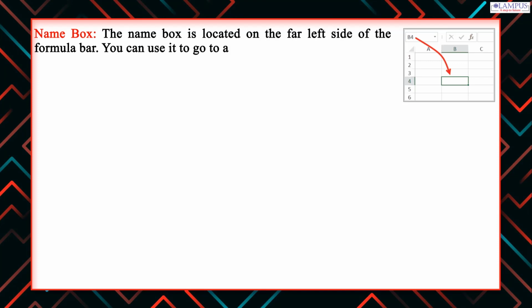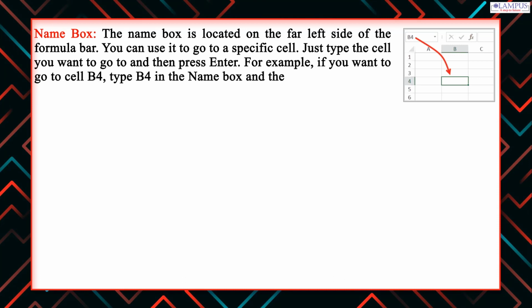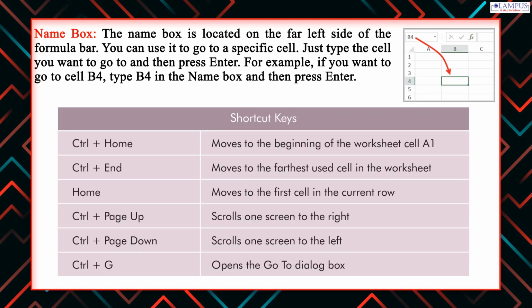Name box. The name box is located on the far left side of the formula bar. You can use it to go to a specific cell. Just type the cell you want to go to and then press enter. For example, if you want to go to cell B4, type B4 in the name box and then press enter.